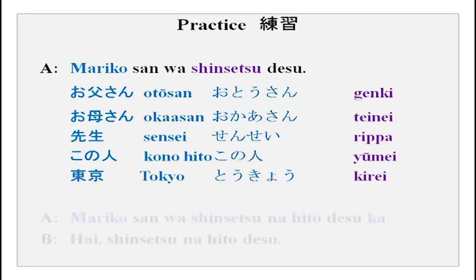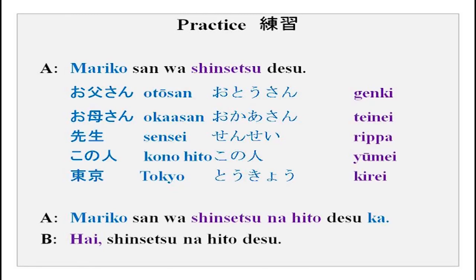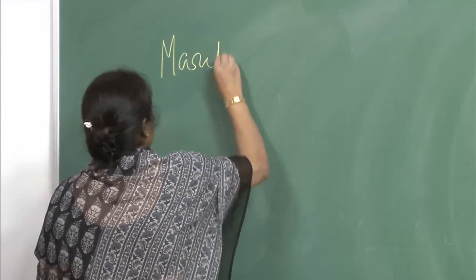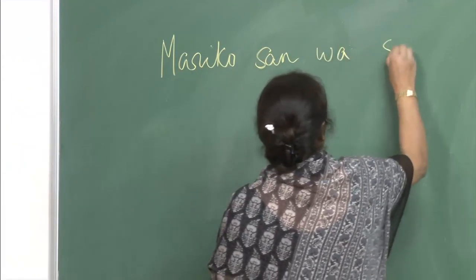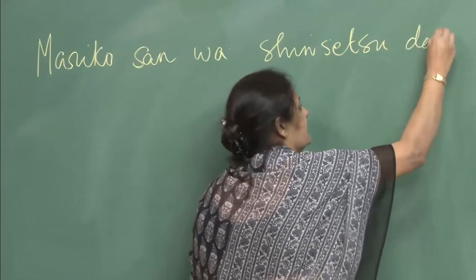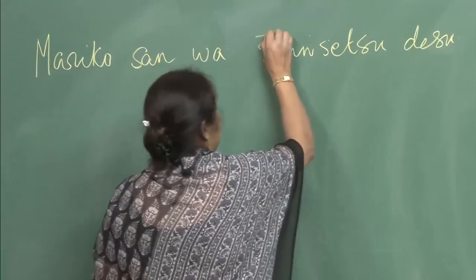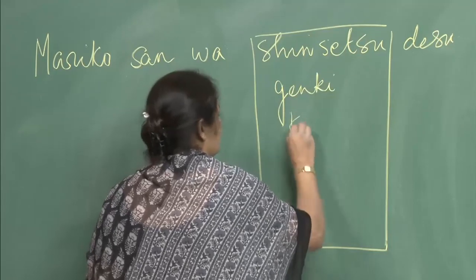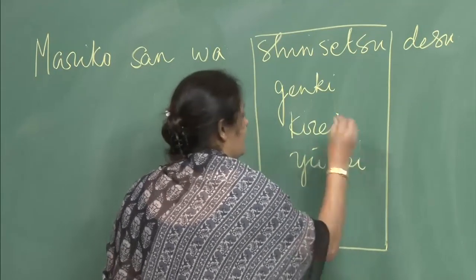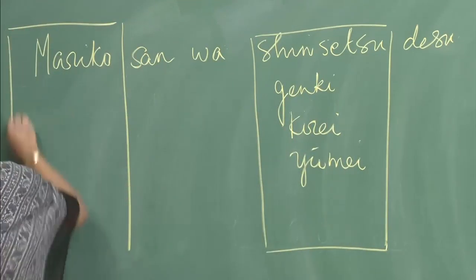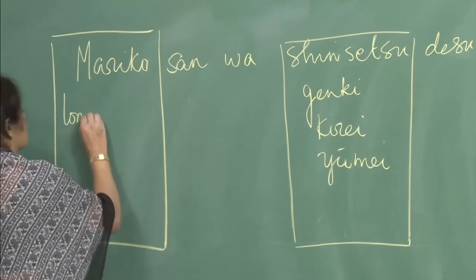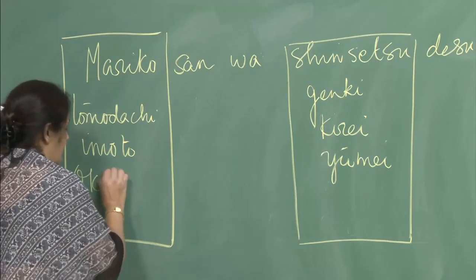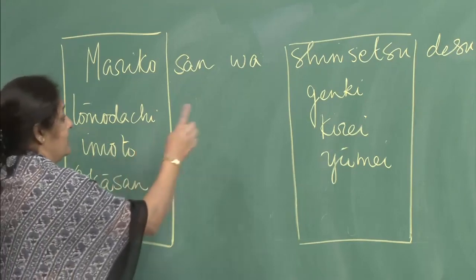For example, here it's given A and B. Mariko-san wa shinsetsu na hito desu ka? Hai, shinsetsu na hito desu. So, what you can do now is Mariko-san wa shinsetsu desu. One, it's a statement. You can replace shinsetsu with any of the na adjectives that you have done. Yume and Mariko-san again, you can replace with all the vocabulary that we have done earlier. For example, tomodachi, imoto, okaasan and any other vocabulary that you remember wa shinsetsu desu.